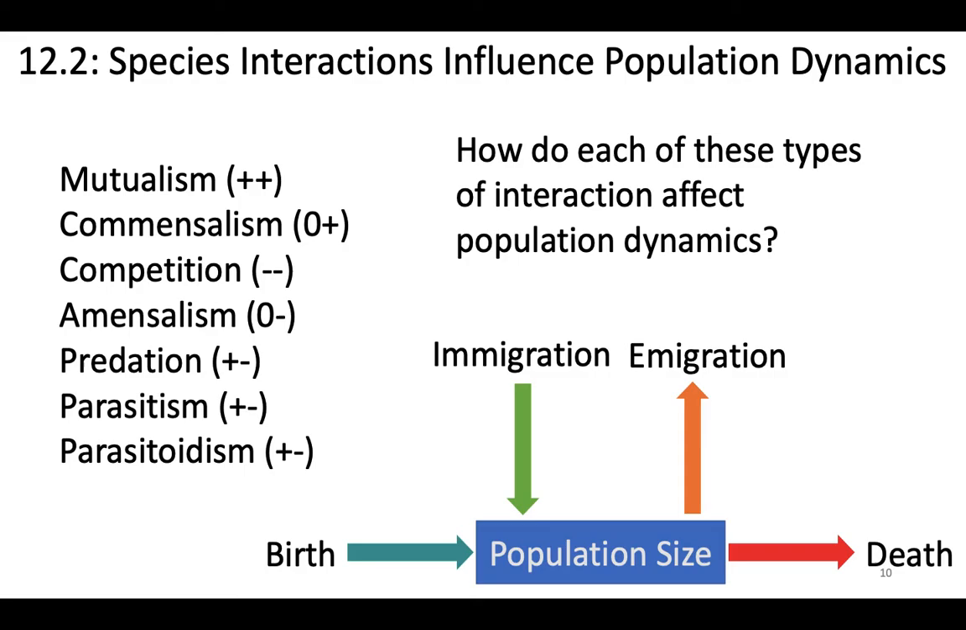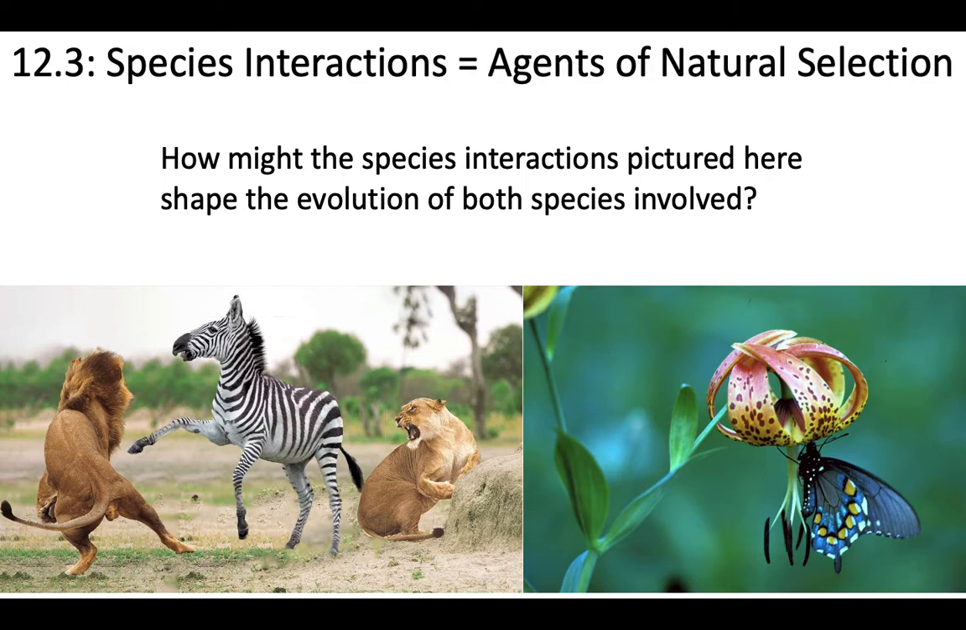Now, species interactions are really, really strong, and because they affect the life or death and the survival of organisms, they can be really, really strong agents of natural selection. So, something else we're going to talk about in class is how the species interactions that are pictured in both of these, this predation example and this mutualism example, how might each of these species be influencing the evolution of the other? How are lions influencing the evolution of zebras, or have influenced? How are zebras influencing the evolution of lions?